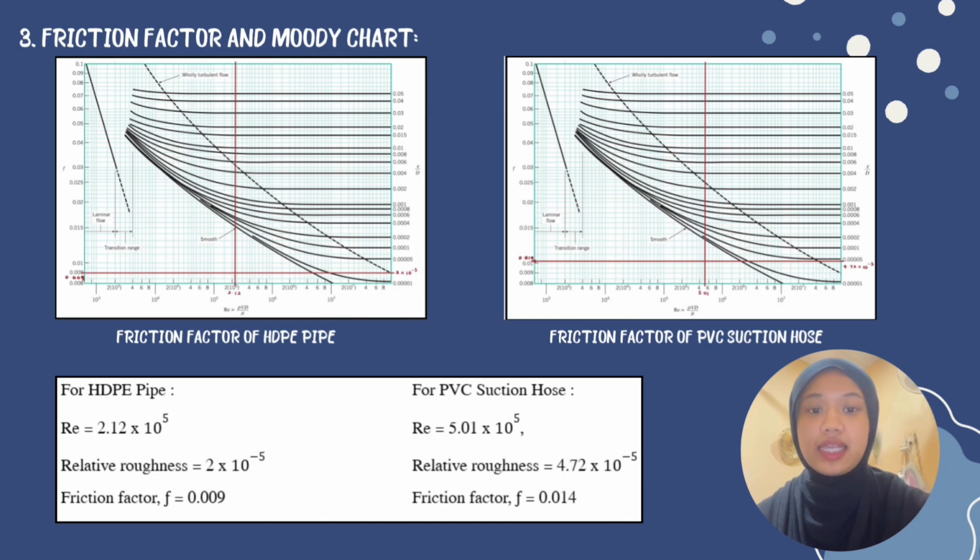As we can see in the figure, the friction factor value can be easily obtained by using the Moody chart. The Moody chart offers a graphical method to determine the friction factor by correlating the flow conditions, which is the Reynolds number, and the physical roughness of the pipe, which is the relative roughness. This graphical solution is particularly valuable in turbulent flow regimes where direct equations are more complex.